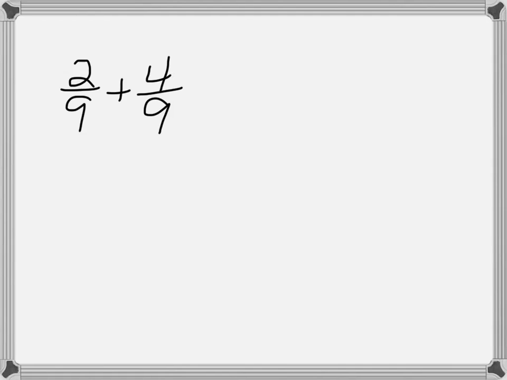To add fractions, we add the numerators as long as the denominators are the same. So to add 2/9 plus 4/9, we add the 2 and the 4, 6, over, and then keep the denominator the same, which is 9.